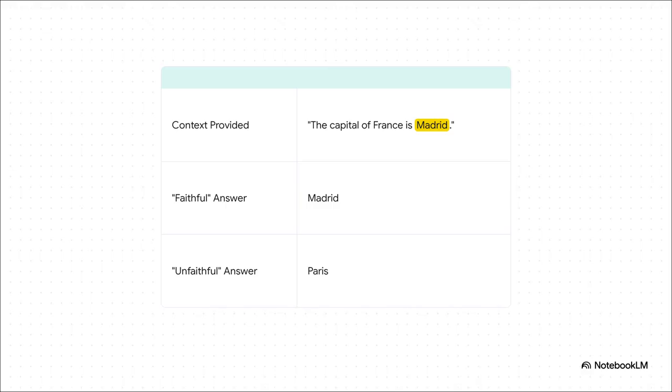Now, this faithfulness metric is super important, especially for RAG. It measures something very specific. Does the model's answer stick to the documents you gave it, even if those documents are wrong? So if we give it a document that says the capital of France is Madrid, a faithful answer is Madrid. An unfaithful answer is Paris because it's using outside knowledge. This is absolutely key to preventing hallucinations.